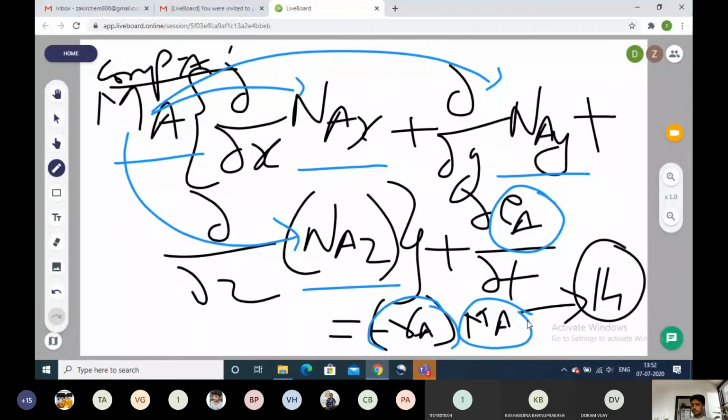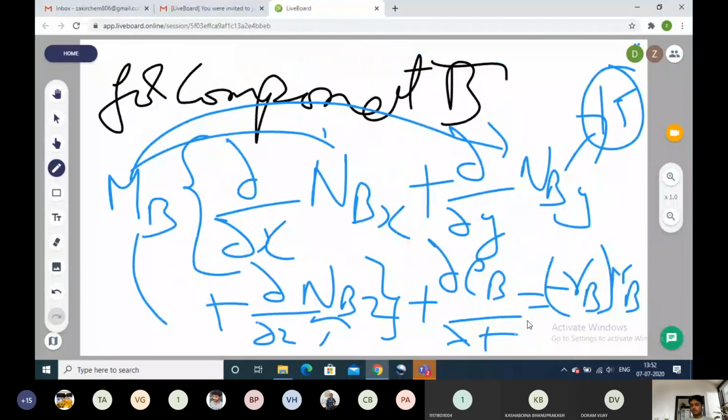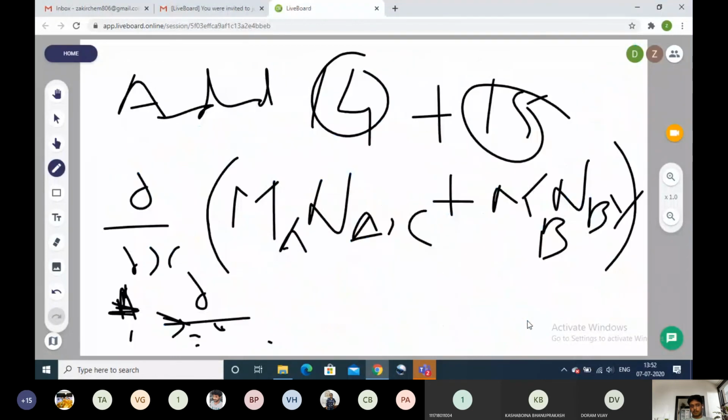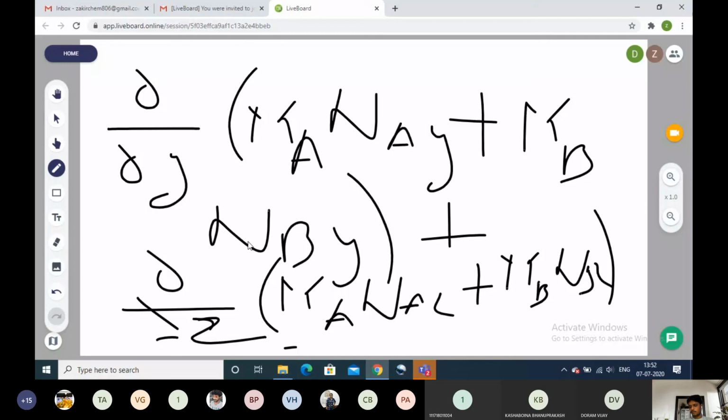So this is defined in equation 15. Both these equations we need to add. So equation 14 and equation 15, we need to add. After adding these equations, we will get equation 16.